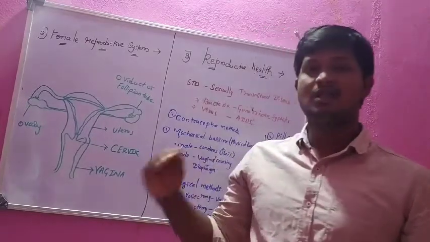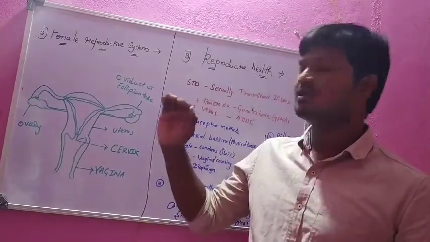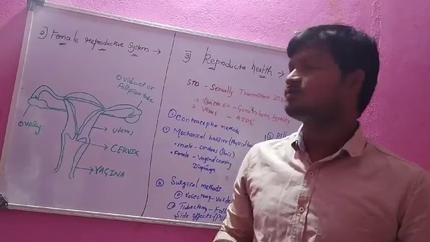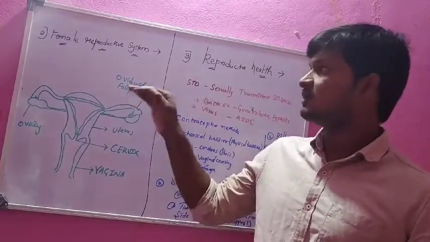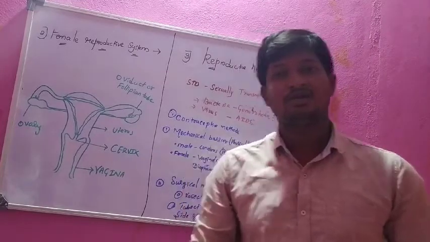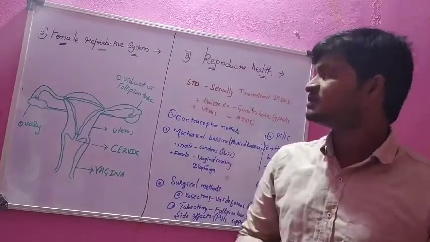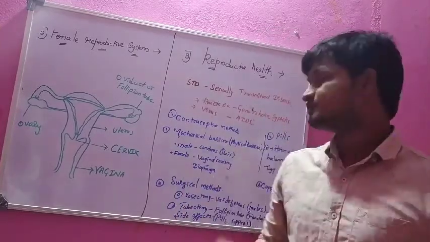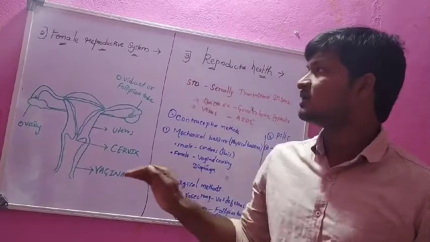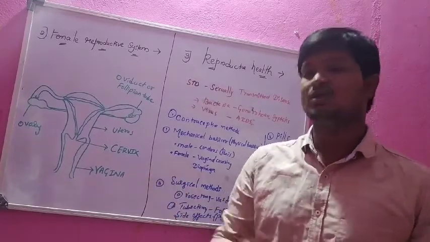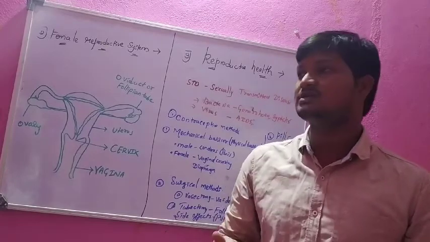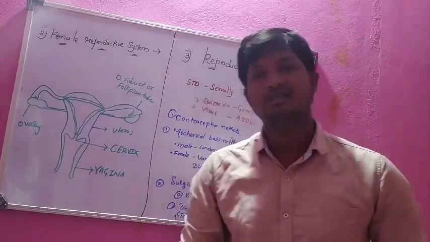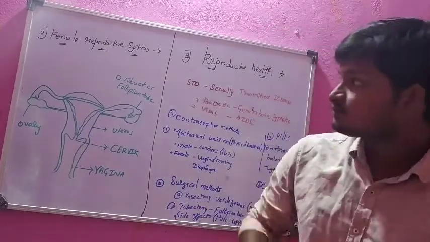Hello students, in the last class we completed the male reproductive system. In today's class we will go with the female reproductive system and reproductive health. Today is the last class to complete the chapter on reproduction in living organisms.